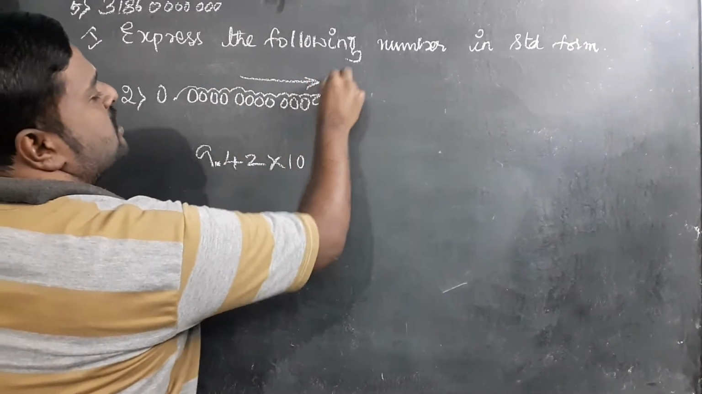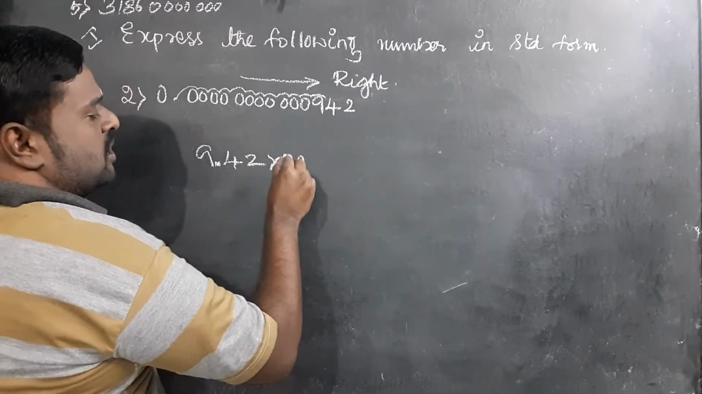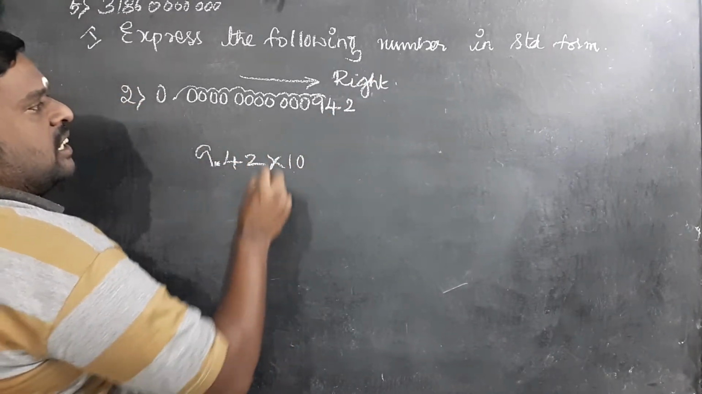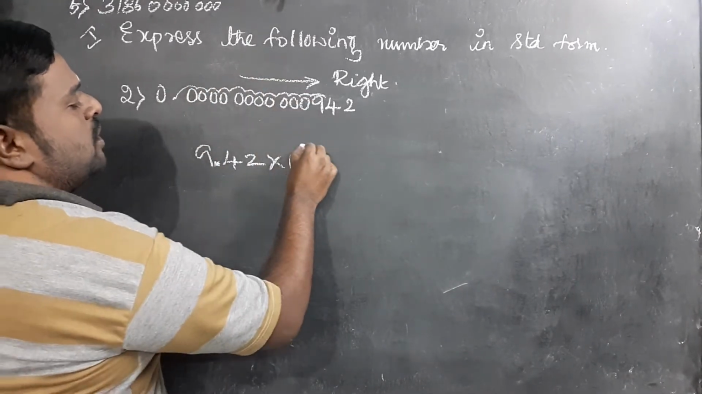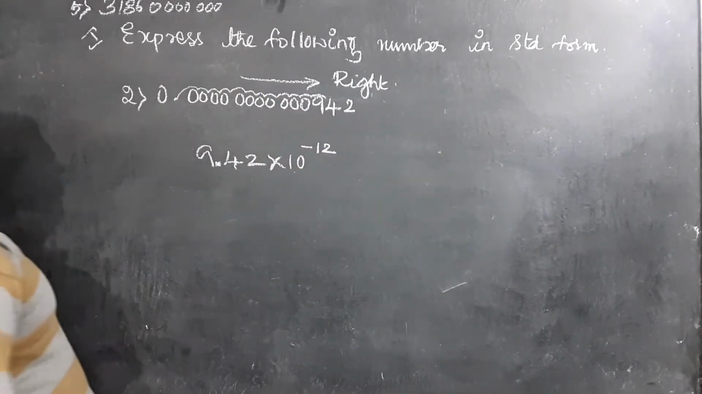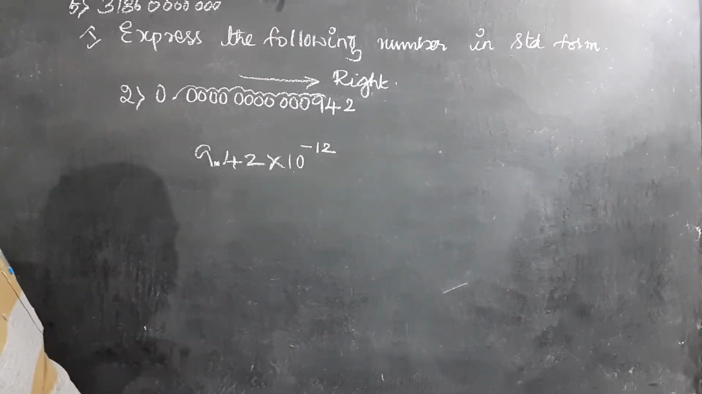9.42 into 10 to the power. Since you are moving towards right, I told you very clear, so the base will be always 10. The power will be what? Negative term. How many decimals you are shifted? 12. So it is minus 12. So 9.42 into 10 to the power of minus 12. So this should be the answer.